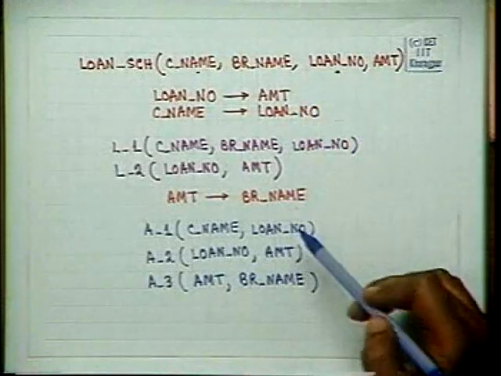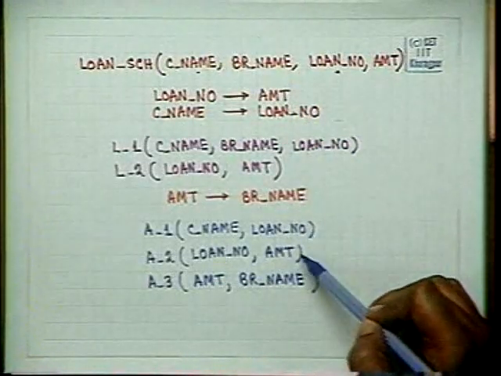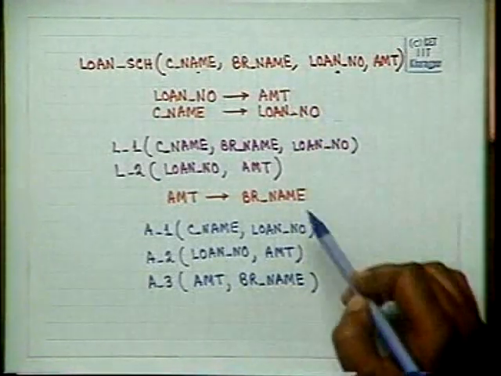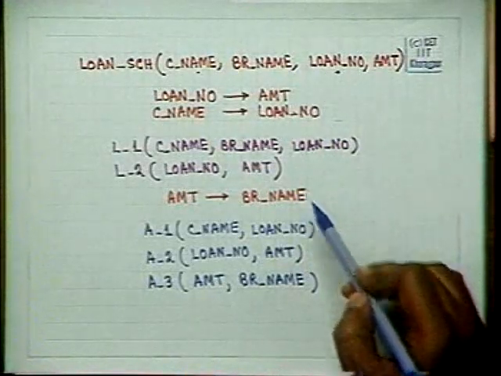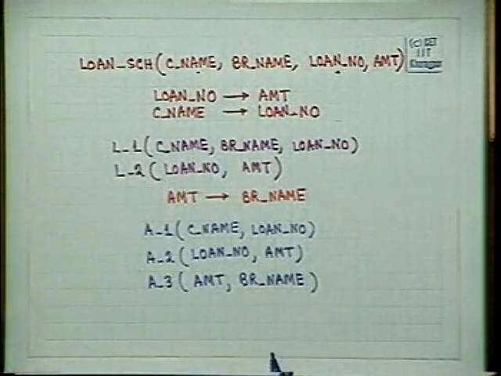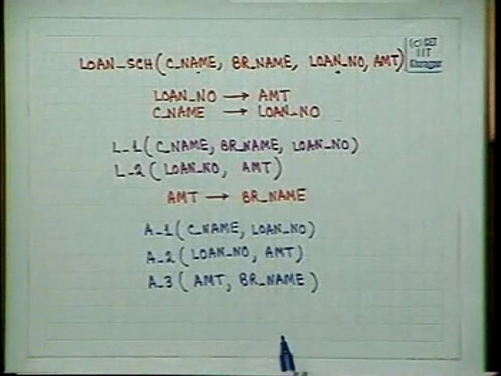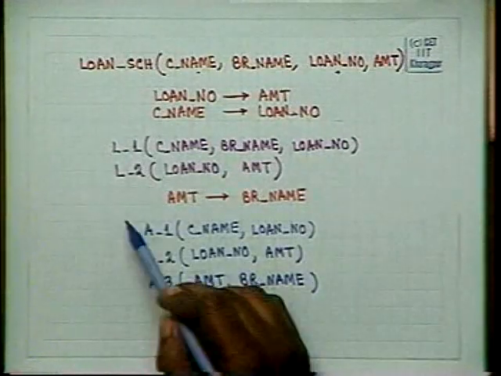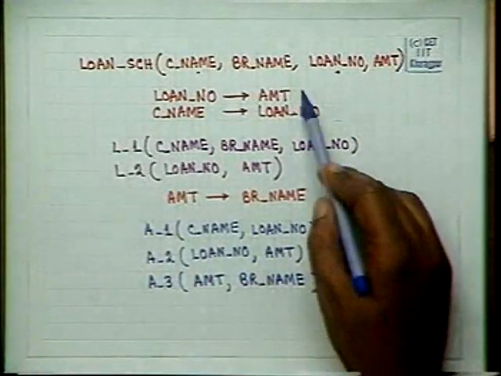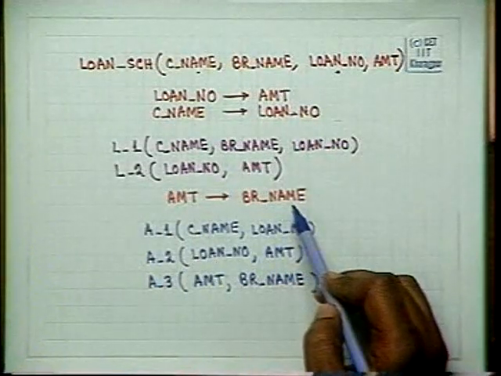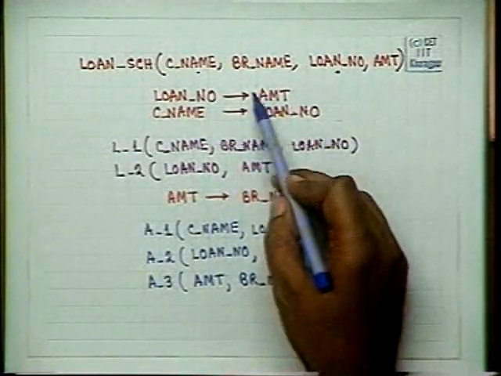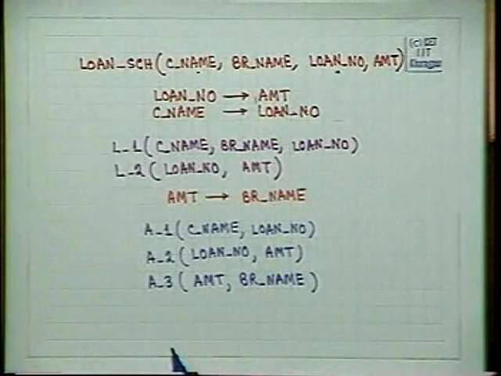And secondly, all these functional dependencies can be tested on A1, on A2. The second one can be tested on A1, and the third one can be tested on A3. So this is a better decomposition scheme than this one when we have 3 functional dependencies, whereas this one is sufficient if we have these 2 functional dependencies.